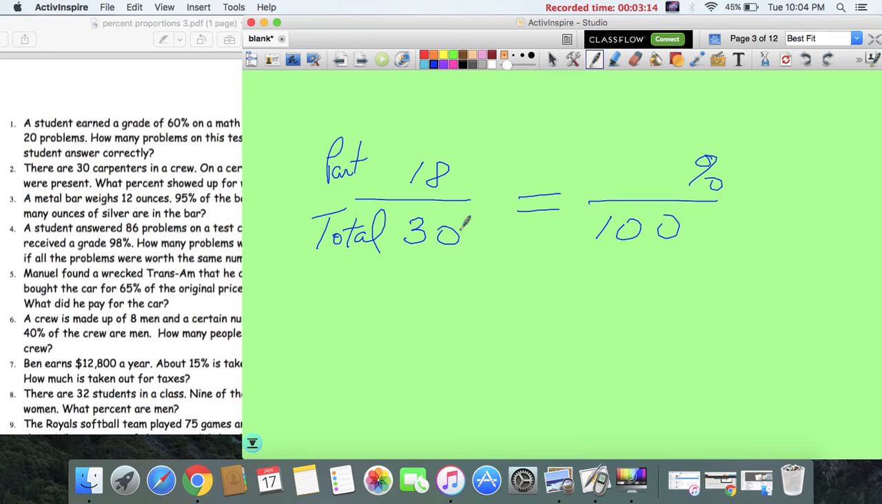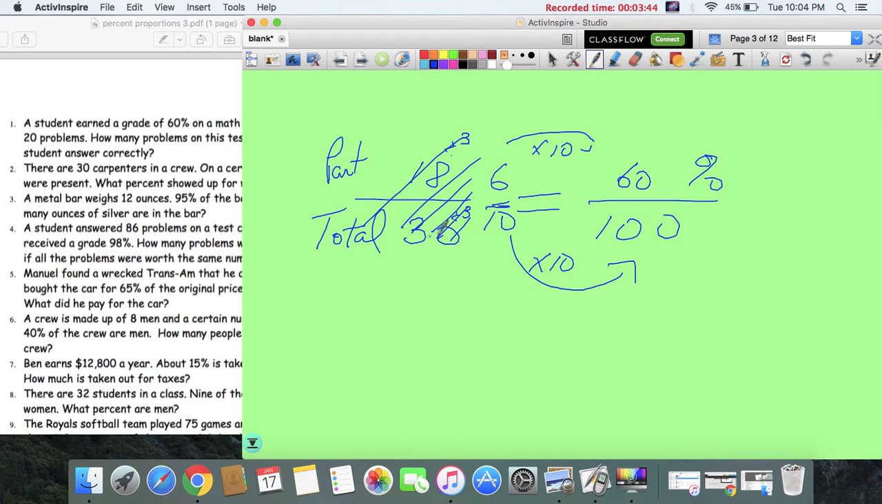If I divide by 3, yeah, okay, so I'm going to divide 18 by 3, and that's going to give me 6. I'm going to divide 30 by 3, and that's going to give me 10. I no longer need this, and this is my new fraction. So I reduce 18 over 30 to give me 6 out of 10. Now, I think I can use this 10 to find a relationship with 100. Yes, I can, times 10. So on top, it's going to be times 10. So my answer is 60%. So if 18 of the 30 guys show up for work, that means 60% of them show up for work that particular day. Okay.